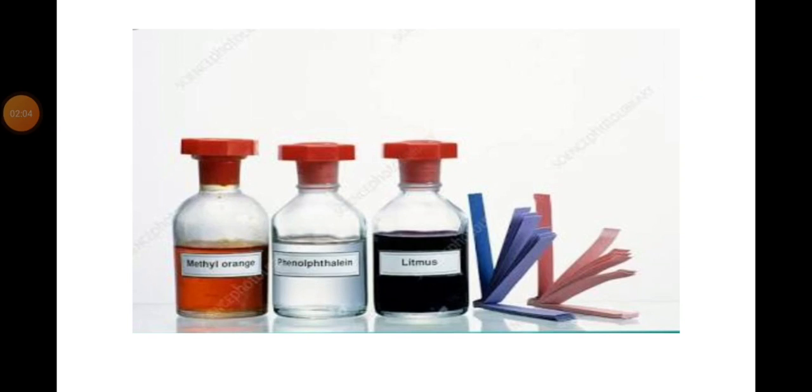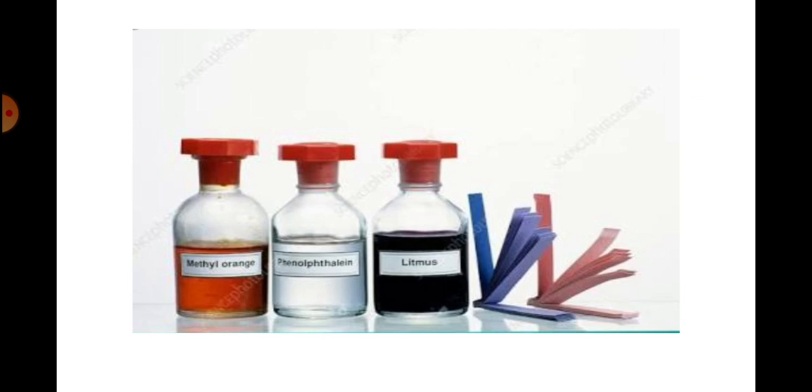Whereas the indicators which are used in laboratory are methyl orange, phenolphthalein, and litmus paper. In the laboratory, litmus paper is mainly used to test alkali or base. This paper is made by an extract of lichen plant. It is red or blue colored. Blue litmus paper turns red on dipping in acid, and red litmus paper turns blue by alkali.